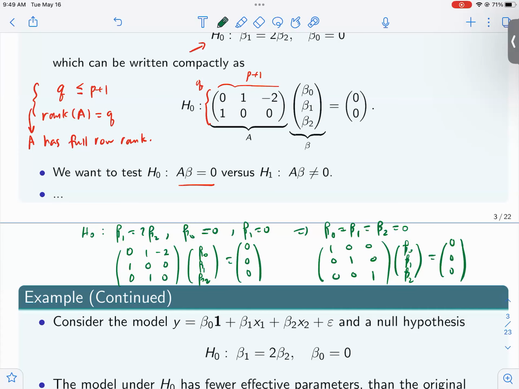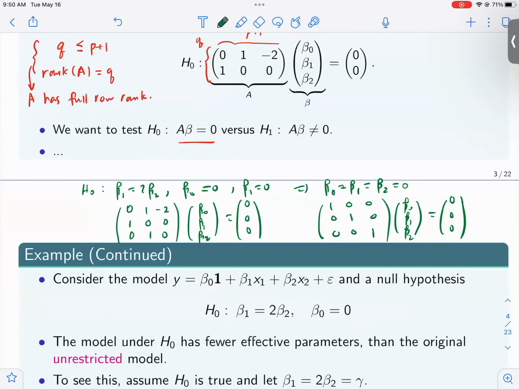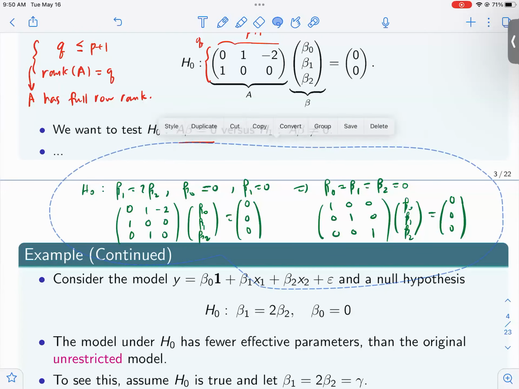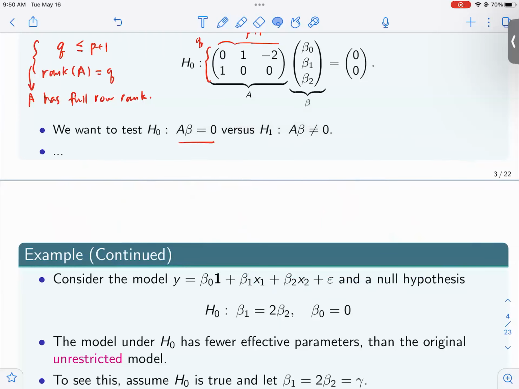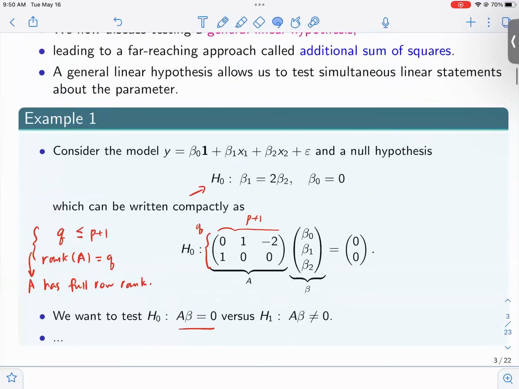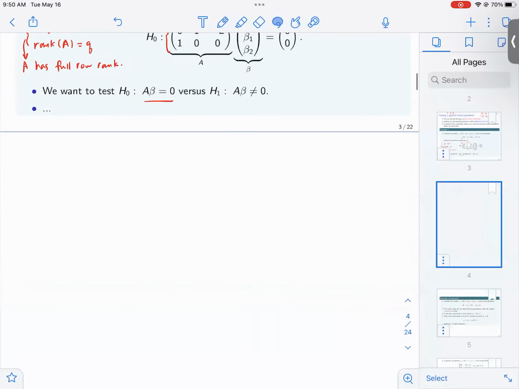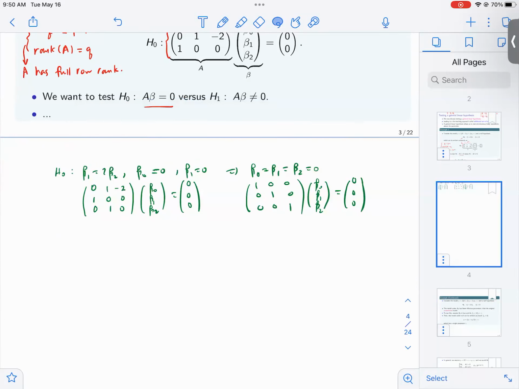Let me give you an example where things are redundant. Maybe I'll give it to you later, but you can imagine you could add more constraints. So in this case, for example, I can add, let me do this separately somewhere. So these are equivalent, but for example, this is also equivalent to, I can have beta 1 equal to 2 beta 2, beta 0 is equal to 0, beta 1 is equal to 0, and beta 1 plus beta 2 is equal to 0.